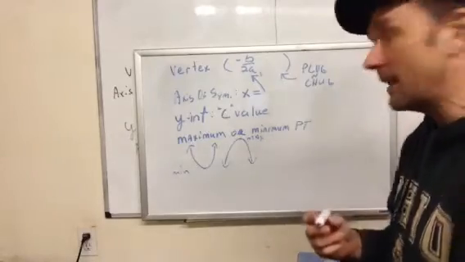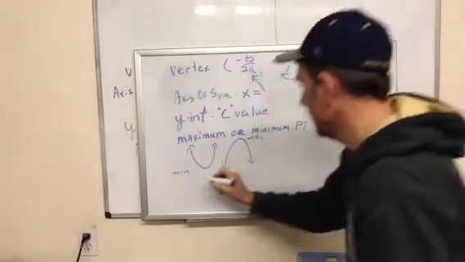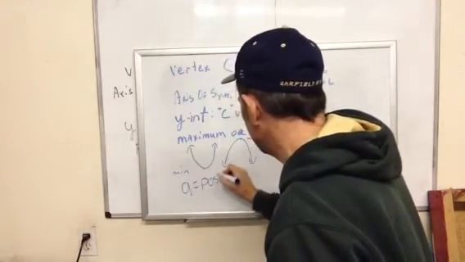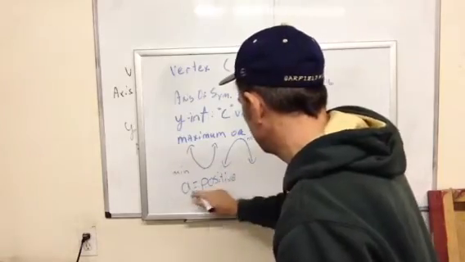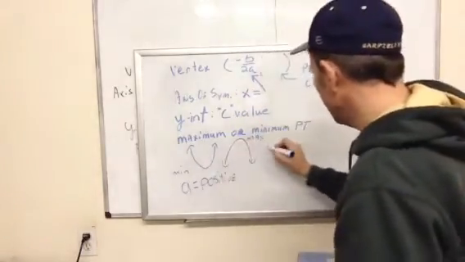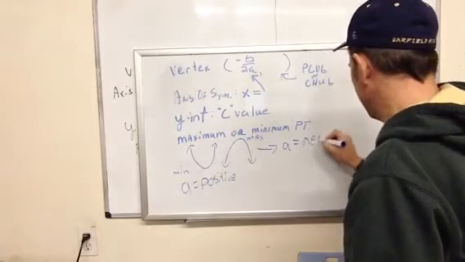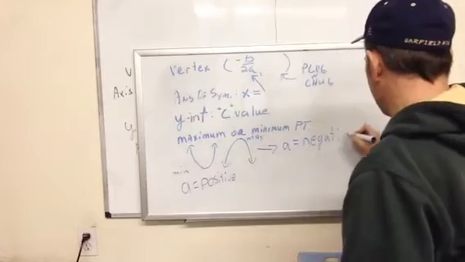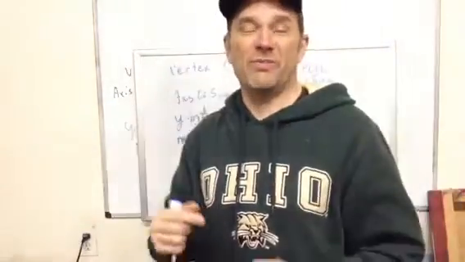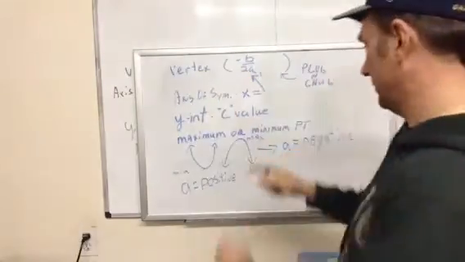Now, how we identify that is the a value. If a is positive, it's going to smile. This one is if a is negative. This will frown. So again, if you're in a positive mood, usually you're smiling. If you're in a depressed, kind of down mood, you're frowning. That's what this will do.